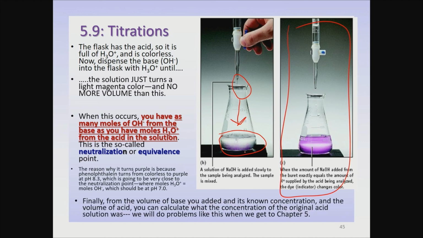The final step is to calculate the concentration of acid you had originally. The way you do it is this. You note the concentration of base that you were working with, and you note the volume of base that you added. Then you'll know what the original volume of acid was, and from these numbers you can calculate the concentration of the acid. We're actually going to be doing some of those kinds of calculations later on in Chapter 5.